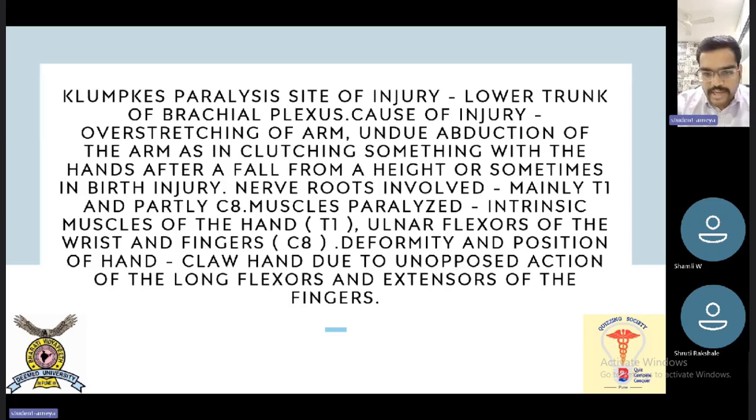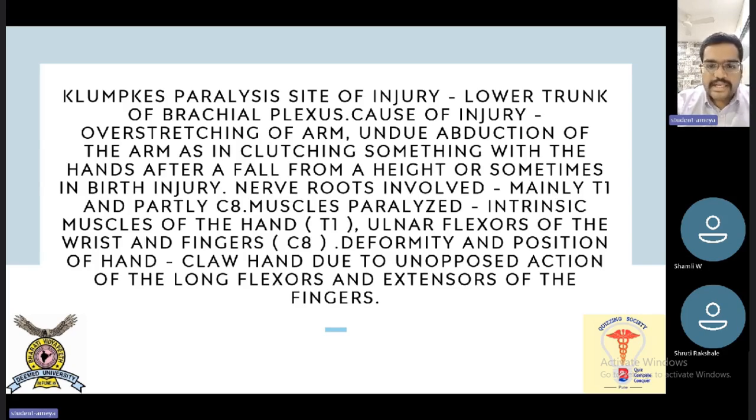This is a very tricky question which I saw in some USMLE questions: mainly from birth injury, Erb's paralysis results. Klumpke's is rare with birth injury. So if in the clinical vignette you see birth injury, always think of Erb's paralysis first and Klumpke's paralysis later. The nerve roots involved here are C8 and T1, but mainly T1 and partly C8.